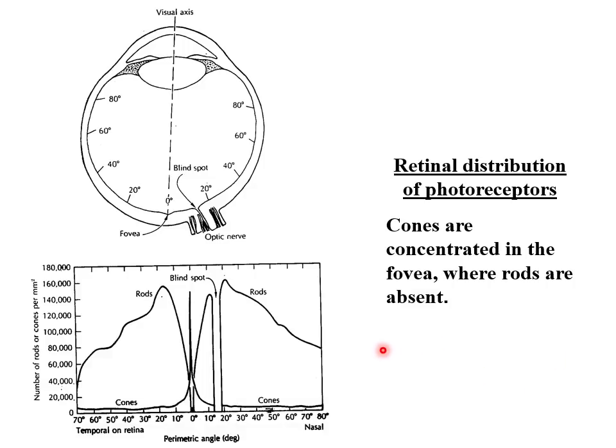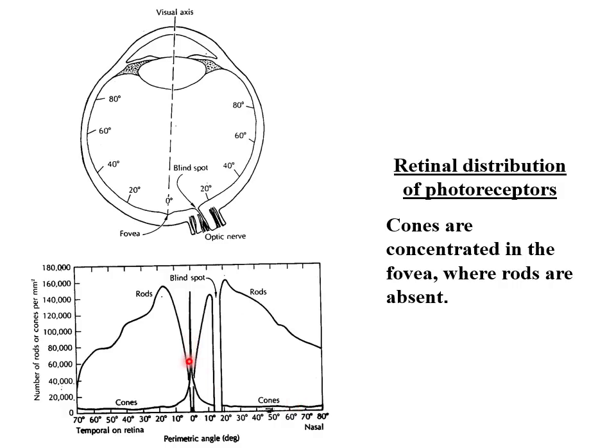The retinal distribution of the photoreceptors is shown here. Cones are concentrated, as seen here, right at the fovea. We see the fovea represented at this location. It's the central portion of the visual field. And that's where a tremendous number of cones are located, and they drop off rapidly as you move away from the fovea.